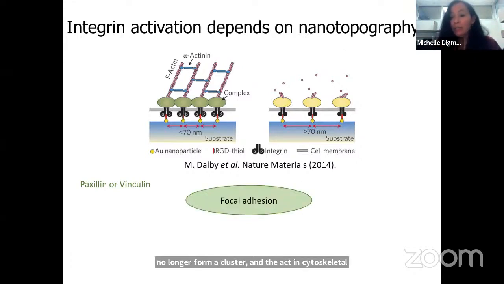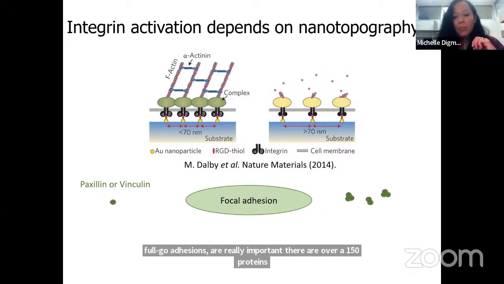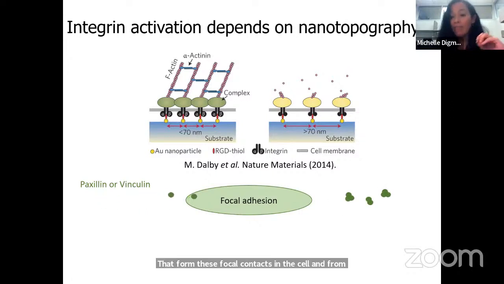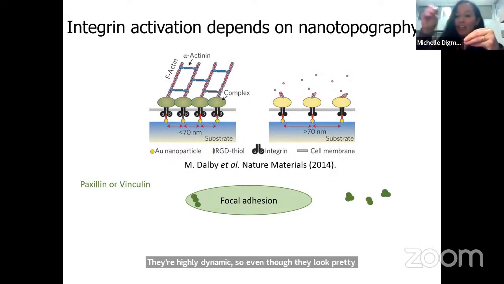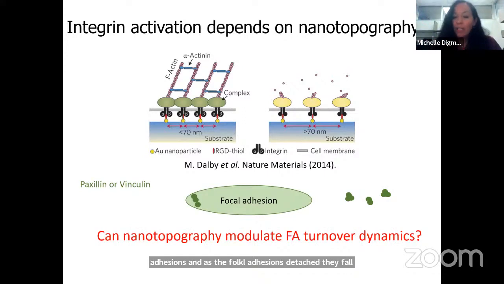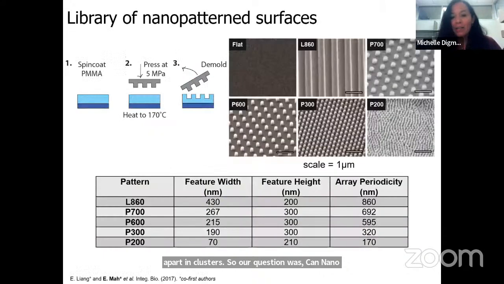So focal adhesions are really important. There are over 150 proteins that form these focal contacts in the cell. And from previous work, we've shown that focal adhesions are highly dynamic. So even though they look pretty static in images, monomers of proteins come on and bind to the focal adhesions. And as the focal adhesions detach, they fall apart in clusters. So our question was, can nanotopography modulate these focal adhesion turnover dynamics?